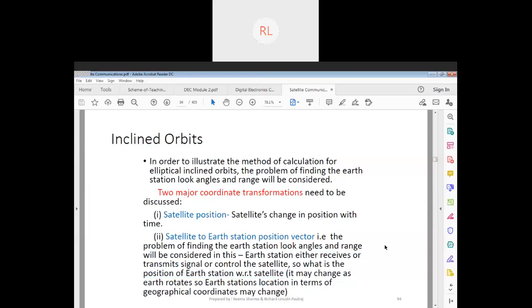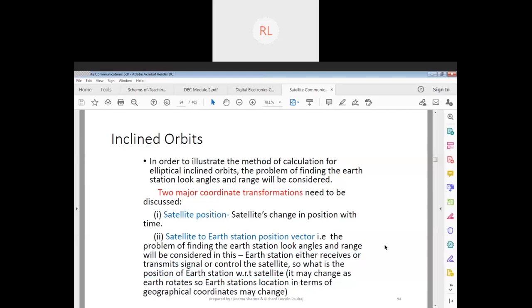So let's look at the second one. The problem of finding the Earth station look angles and range will be considered in this. The Earth station either receives or transmits signal or controls the satellite, which we have already seen. So what is the position of the Earth station with respect to the satellite? It can change, but the base station wouldn't change, right? The position of the satellite could change. It might change as the Earth rotates.